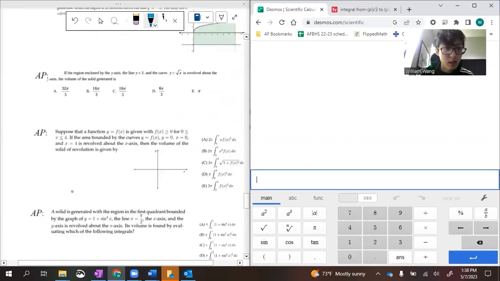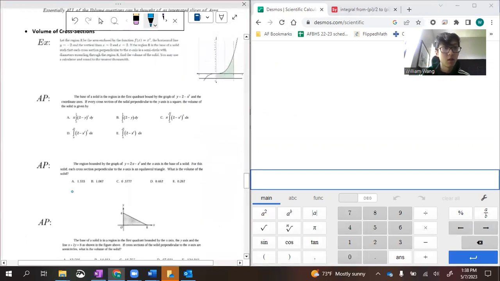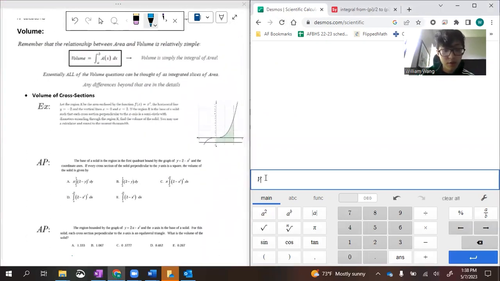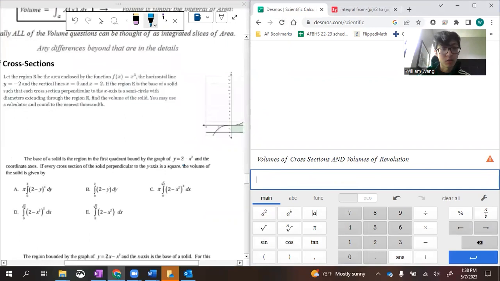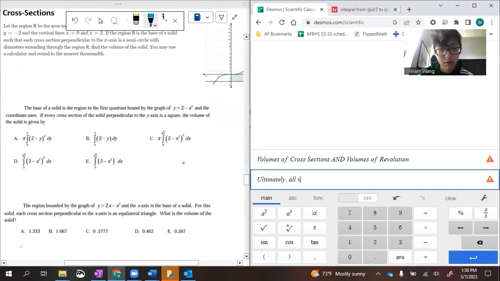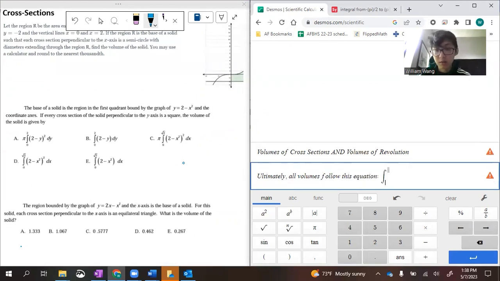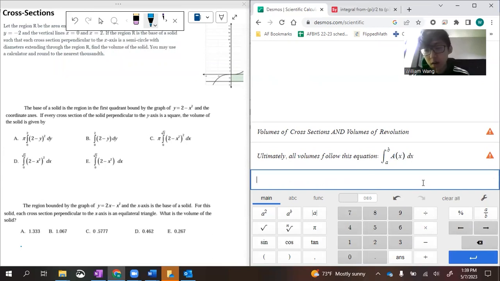Okay, this last section that we're going to cover concerns volumes of cross sections. And I'm going to say and volumes of revolution, right? Because ultimately, all volumes follow this equation right here. And my equation is going to be the integral from a to b of my area function itself. So whatever my area is, the integral of my area function.